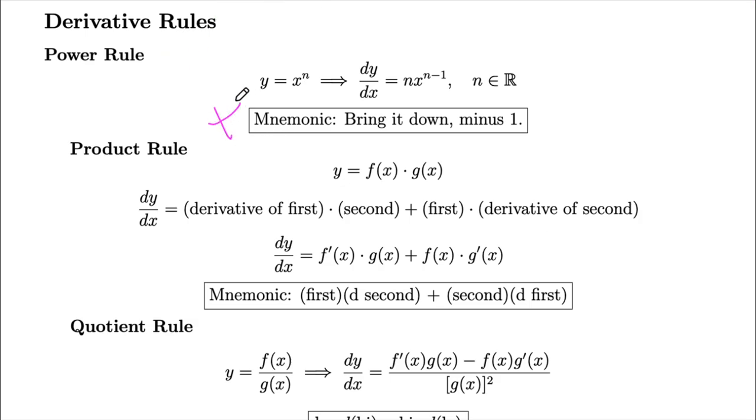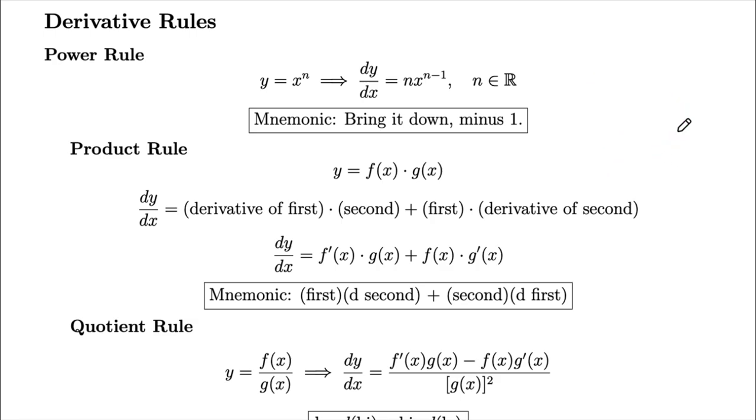I did put a little mnemonic here that may help you memorize it. It's just bring it down, minus 1. So an example of that would be like x to the fourth. When you take the derivative of this, you're going to bring the exponent down, and then you're going to subtract 1 from the exponent. So it would be like that.